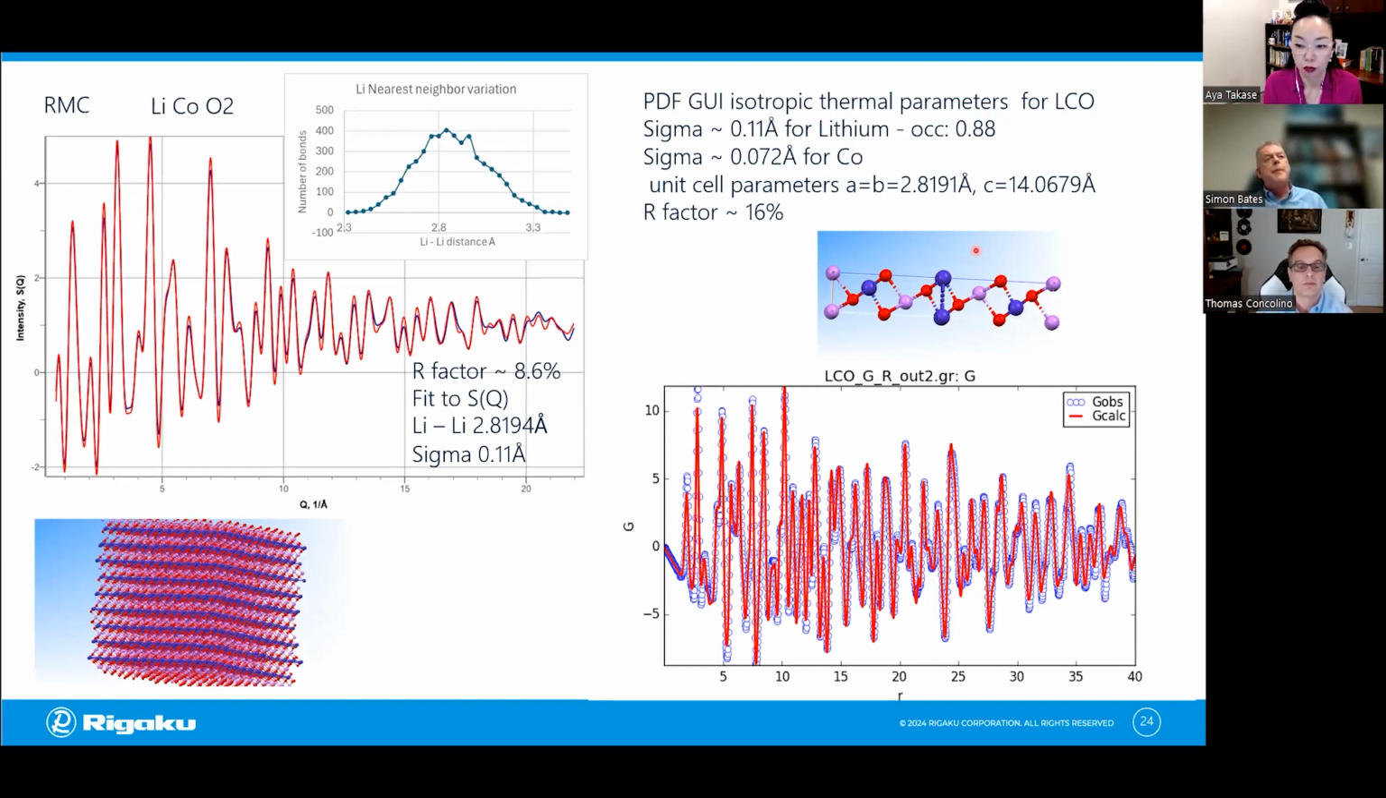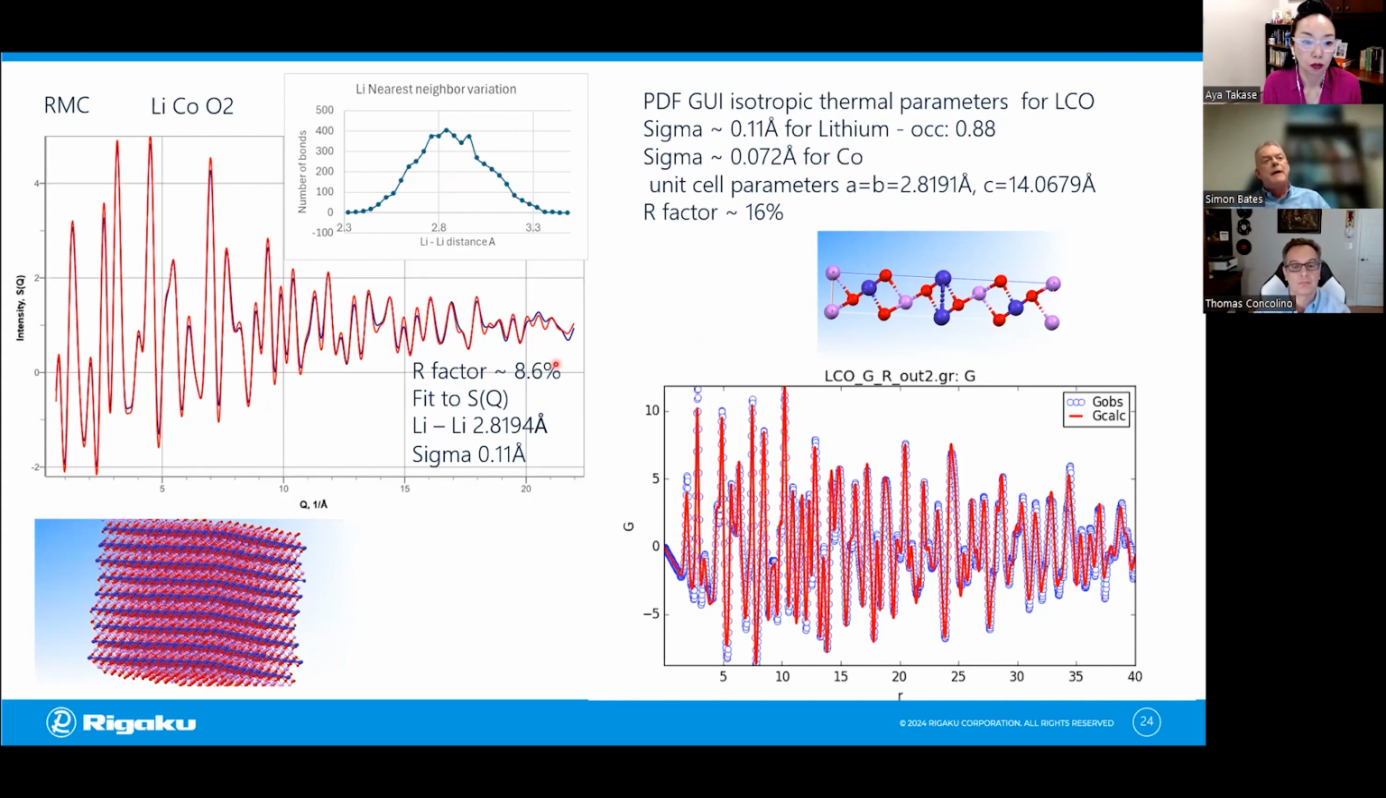Now we can go on to the big box model. In this case, I've modeled it against S of Q. I get a much better fit to the data, 8.6% in terms of R factor. But don't forget, I've got like 7,000 atoms in that model I'm moving around, which is much less than what we have to play with in PDF GUI in terms of degrees of freedom.